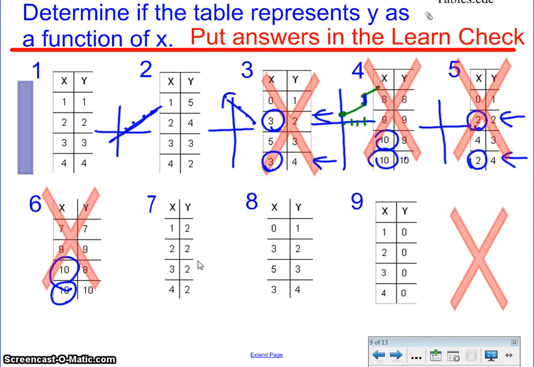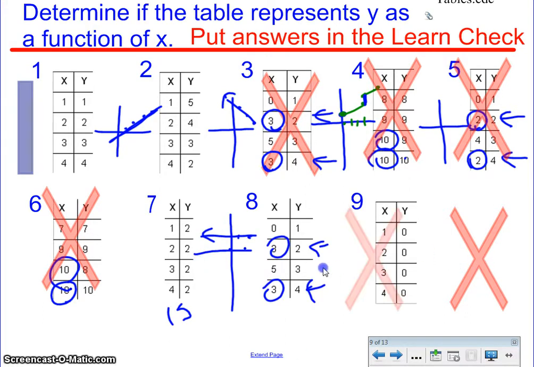Number 7. Now, looking at this one, it's 1, 2, 2, 2, 3, 2, 4, 2. How about that one? If I look at my vertical pencil line test coming across, it is a function. So it's okay for Y to repeat itself, but X cannot repeat itself and have different values of Y. And so looking at number 8, it is not a function. Number 9 does not repeat itself, so it is a function.